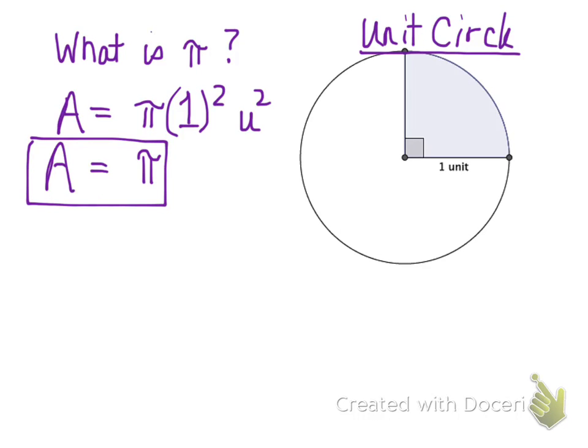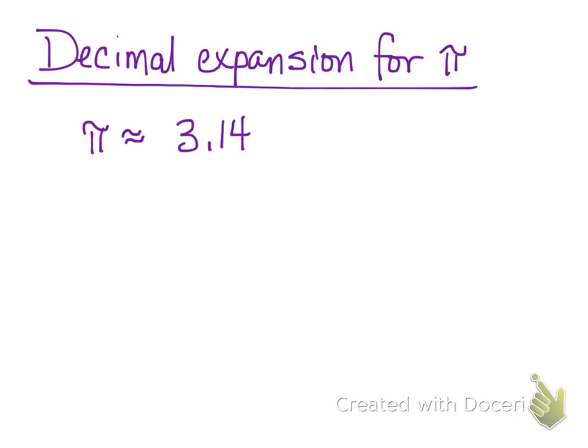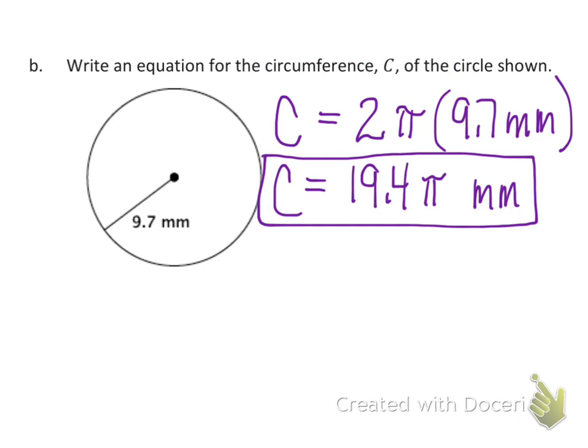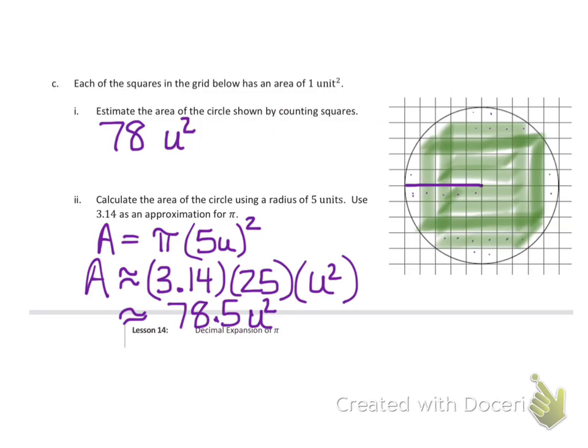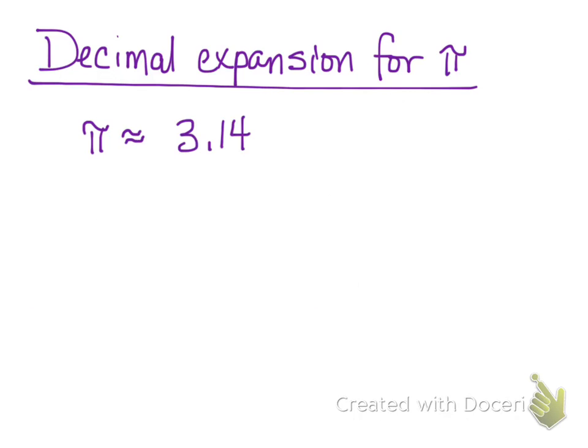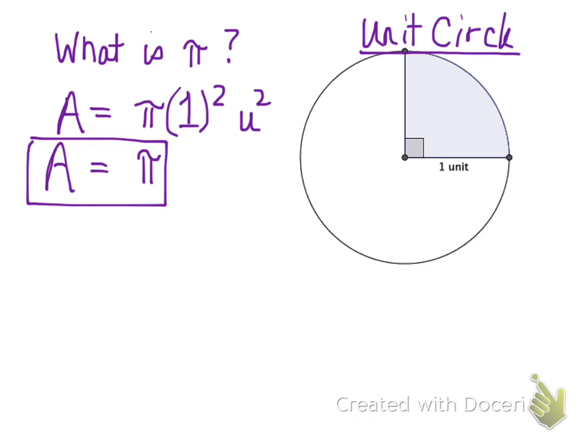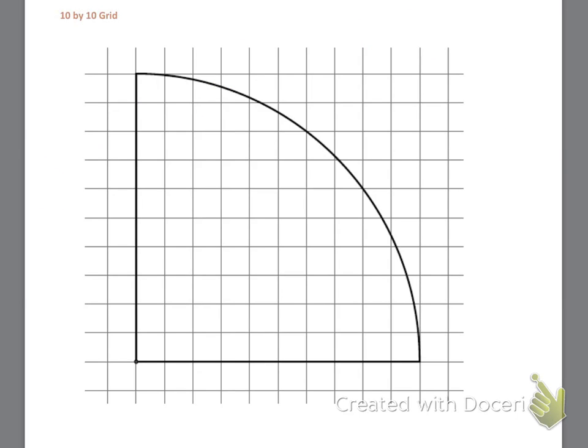We're going to use that and the counting strategy that we used on exercise C to come up with some closer approximations of pi. We're going to see how close we can get to it, expanding the decimal that way. So in order to do that, you're going to need some grid paper. And it's provided for you.